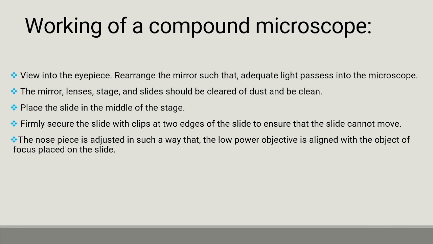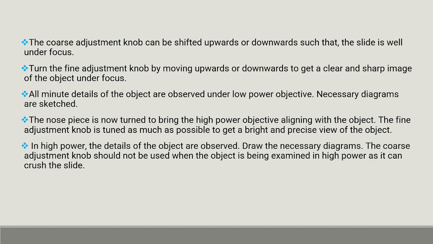The nose piece is adjusted in such a way that the low power objective is aligned with the object of focus placed on the slide. We have to adjust the nose piece such that the low power objective is in place and we can clearly see the slide through our eyepiece. The coarse adjustment knob can be shifted upward or downward such that the slide is well under focus. So we first use the coarse adjustment so that we can see a clear image of the slide. Then we use the fine adjustment knob for getting a clear and sharp image of the slide.